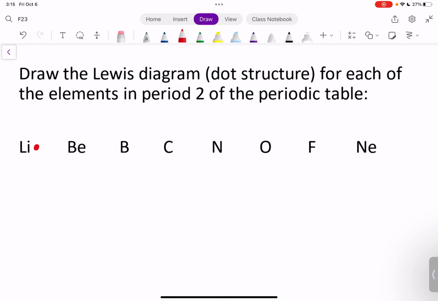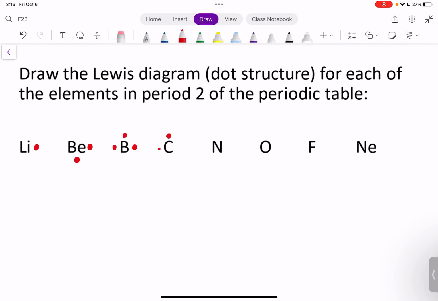What about beryllium? Beryllium has 2 valence electrons because it's in group 2A. So something like this would be good. Again, if you draw it like this, I know what you mean, but it looks a little funky. Don't pair them up until you have to. They'd prefer to be alone, but they will pair up if they must. So don't draw it like that. This would be better. All right, and then boron is in group 3A, so we have 3 valence electrons. So we go 1 and 2 and 3, something like that. That looks great.